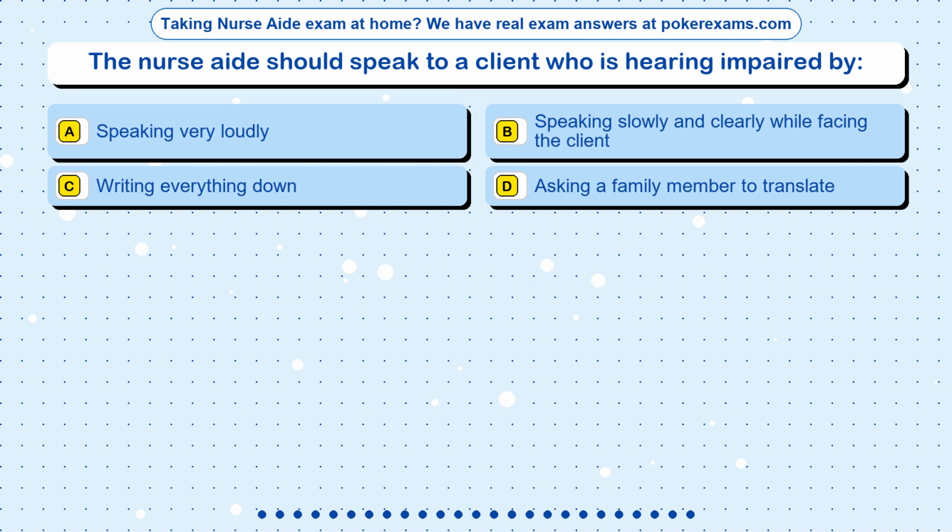Question 23. The nurse aide should speak to a client who is hearing impaired by: Option A, speaking very loudly. Option B, speaking slowly and clearly while facing the client. Option C, writing everything down. Option D, asking a family member to translate.